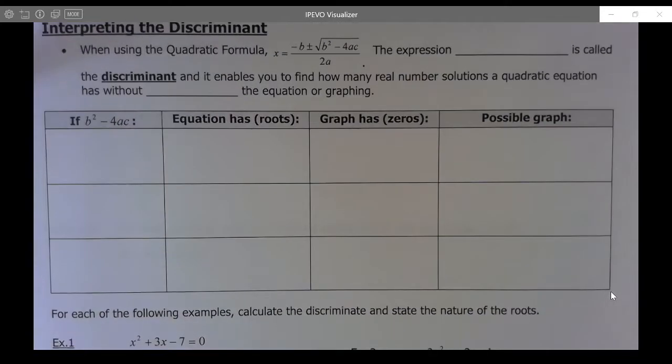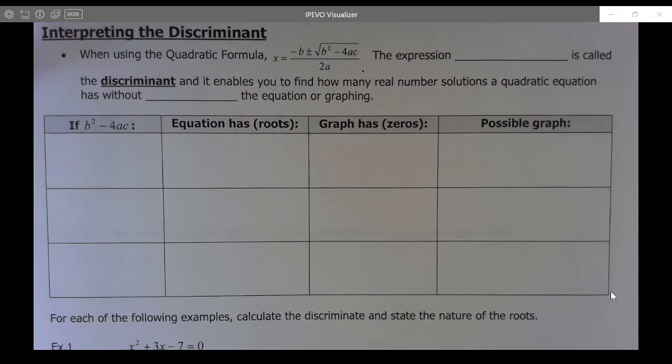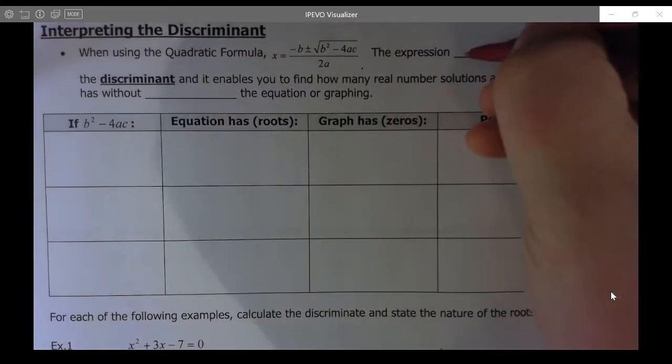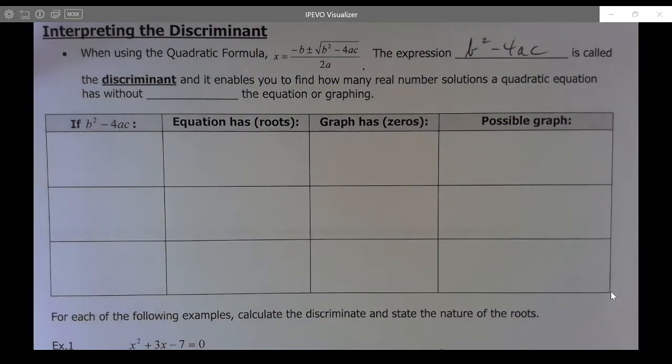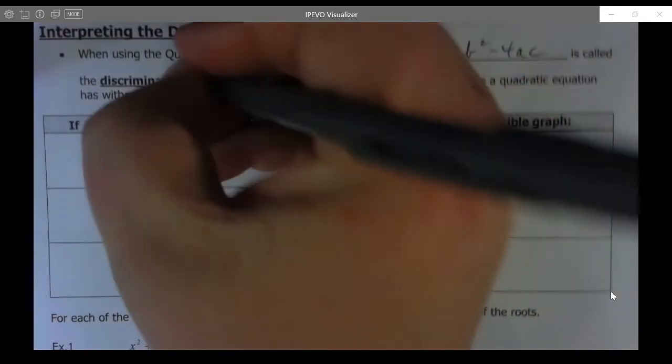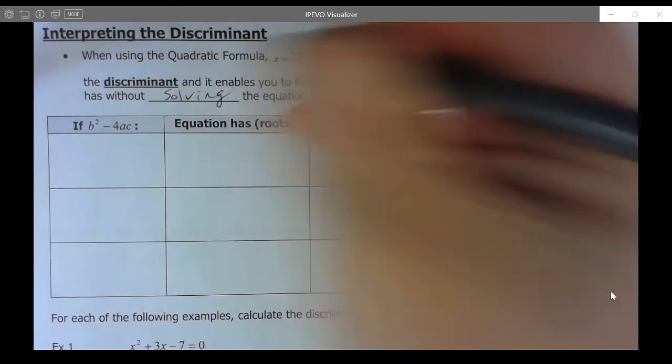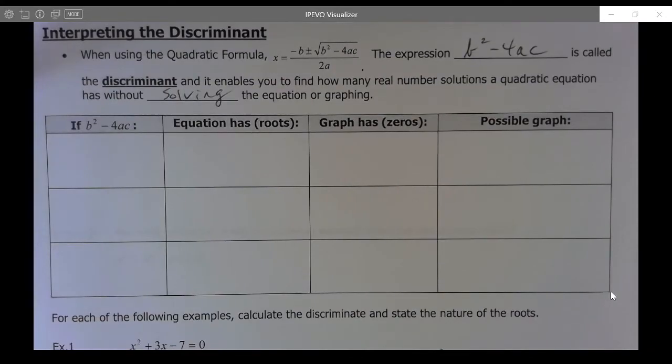Everybody jump to page 12, and let's talk about the thing we just defined, the discriminant. So what do we mean by discriminant? Well, when using the quadratic formula, the discriminant is the expression b squared minus 4ac. It enables you to find out how many real number solutions a quadratic equation has without actually solving the equation, or even graphing it.